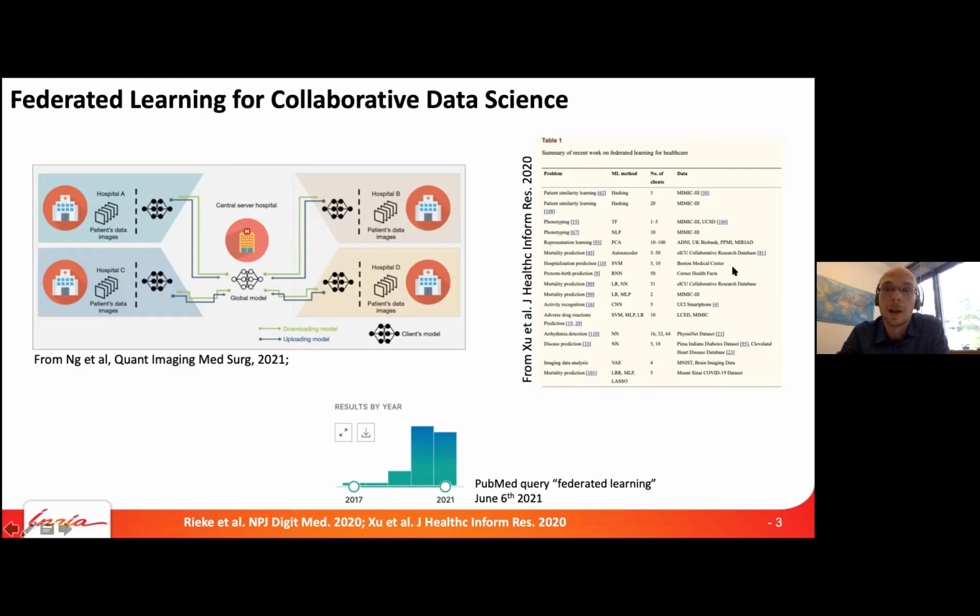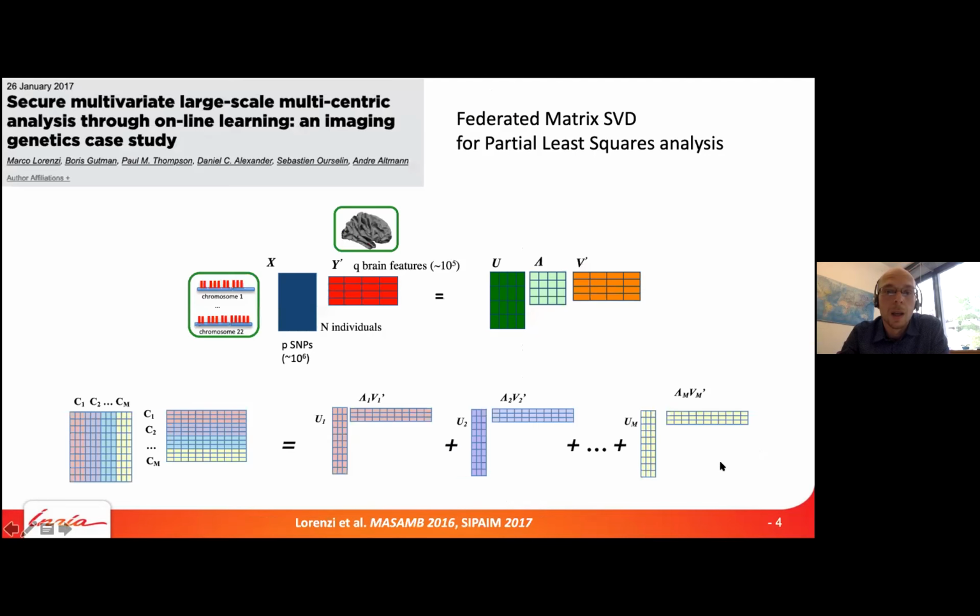So there are already several reviews of the state of the art, and several papers proposing some sort of federated learning approach for some healthcare application or some kind of healthcare data set. So this is becoming one of the state-of-the-art paradigms for machine learning in a collaborative setting.